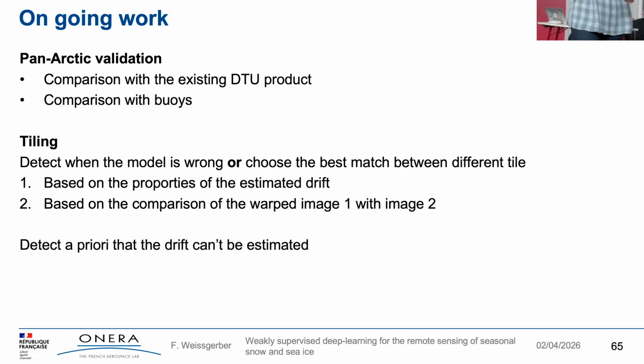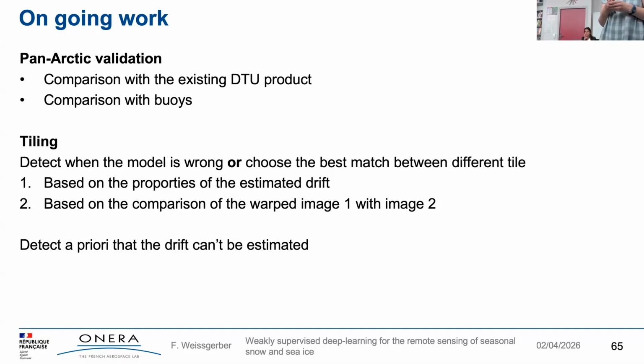We need to be able to detect when the model is wrong. When it's clearly wrong, generally it's predicting values in all directions, so this we can easily remove. But when it's not that wrong, it's sometimes harder. Or we need to choose the best match between different tiles. And sometimes we have one piece of floe that goes into two different tiles afterwards, so part of the floe has to be estimated with two different tiles. And that is a bit hard.